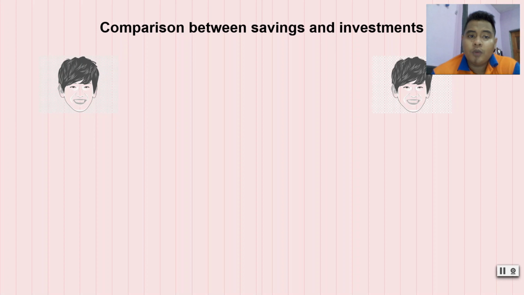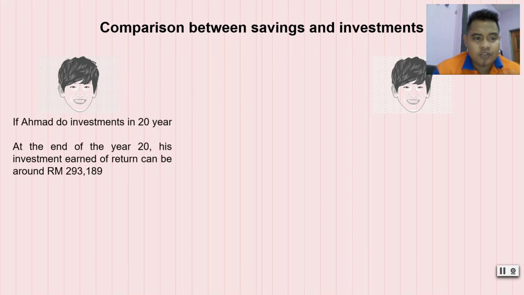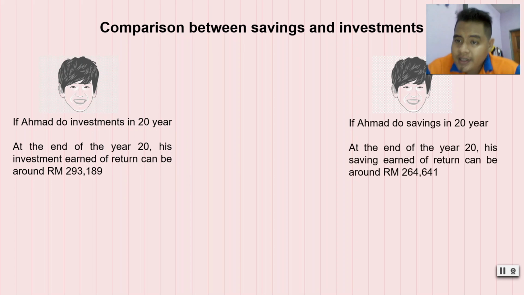So the next slide is the comparison between saving and investment. For example, my friend Ahmad. So I take the name of Ahmad for example. If Ahmad does investment in 20 years, at the end of year 20, his investment return can be around RM293,189. If Ahmad does saving in 20 years, at the end of year 20, his saving return can be around RM264,641. So, as we can see, investment gets much more money and benefit.